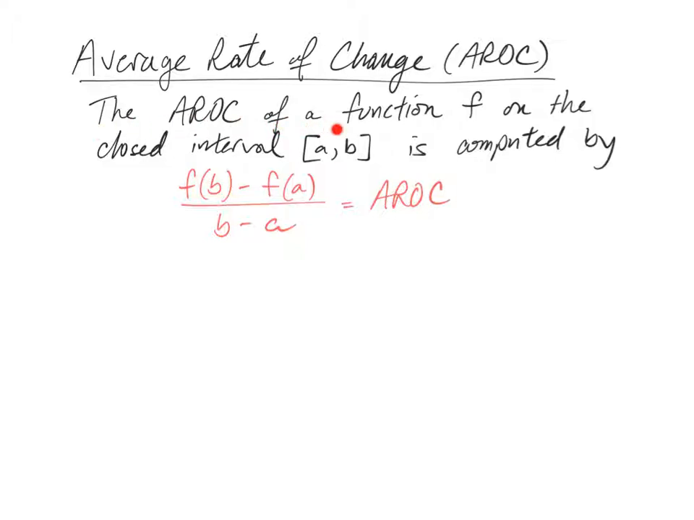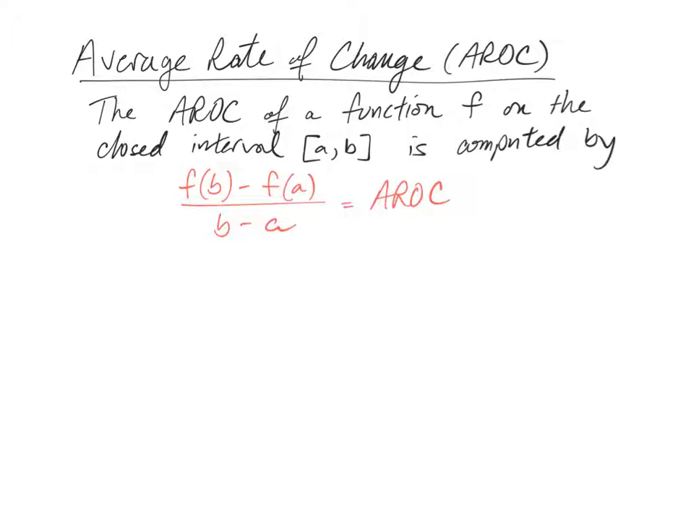The average rate of change of a function f on the closed interval a to b is computed by f of b minus f of a all over b minus a. And again, that's how we find the average rate of change.